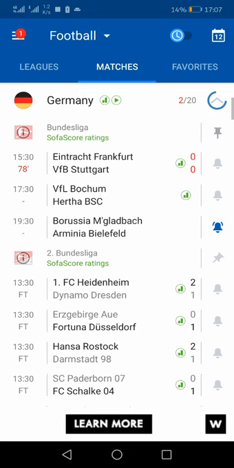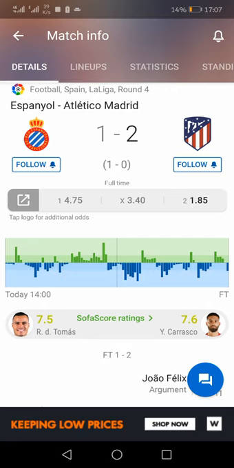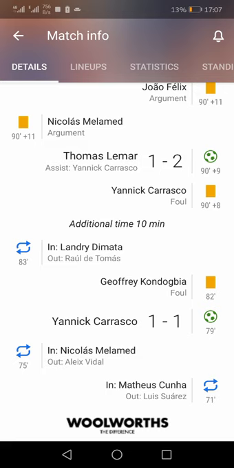I don't know about Spain. Oh, there are goals also. Let me see. Look at that. Atletico. Look at Atletico scoring all their goals on the second half. Look at that. Damn, 99 minutes. I wonder what happened there. But anyway, this is what I mean, guys.